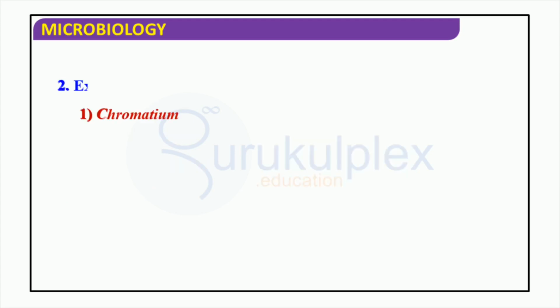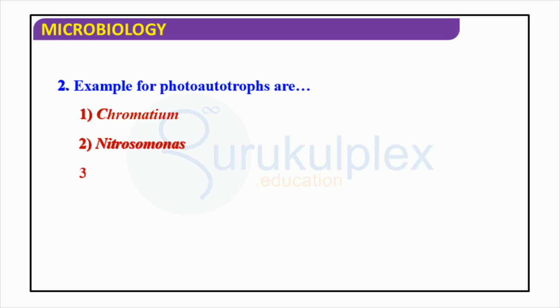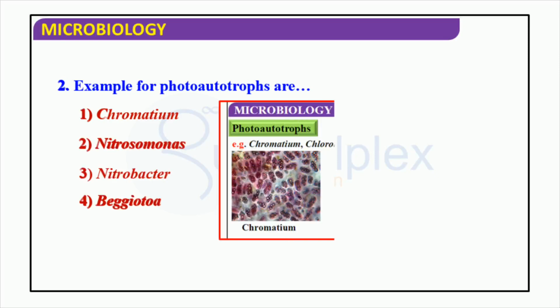Bacteria are an essential part of numerous ecosystems, with some of them belonging to the photoautotroph category. These bacteria use light energy to manufacture food from basic inorganic elements. Notable examples include Chromatium, Nitrosomonas, Nitrobacter, and Beggiatoa.